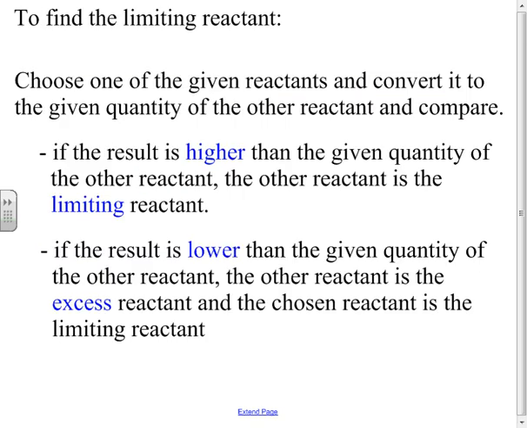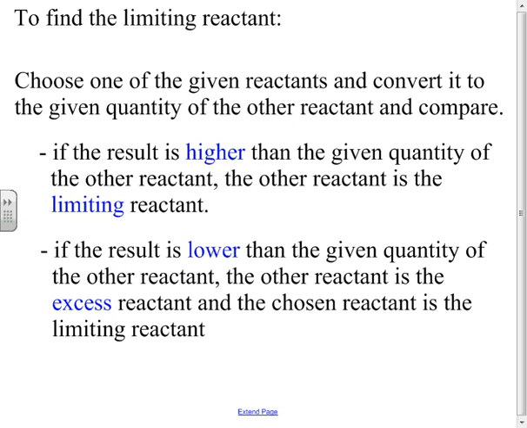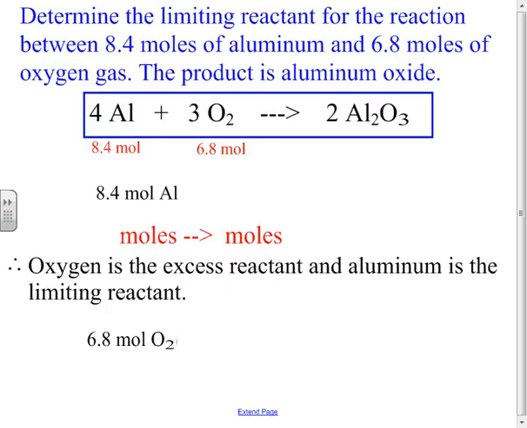To find the limiting reactant, again, when you're given a quantity of each of the reactants, you have to arbitrarily choose one of the given reactants and then convert it to the given quantity of the other reactant and compare. If the result is higher than the given quantity of the other reactant, that other reactant is the limiting reactant. If the result is lower than the given quantity of that other reactant, then the other reactant is the excess reactant, and therefore the chosen reactant is the limiting reactant. That's a lot of words. Let's see how this works out.